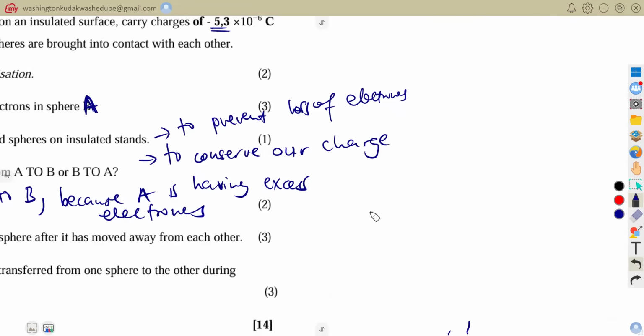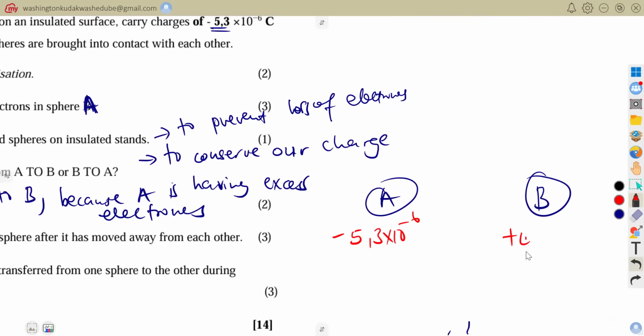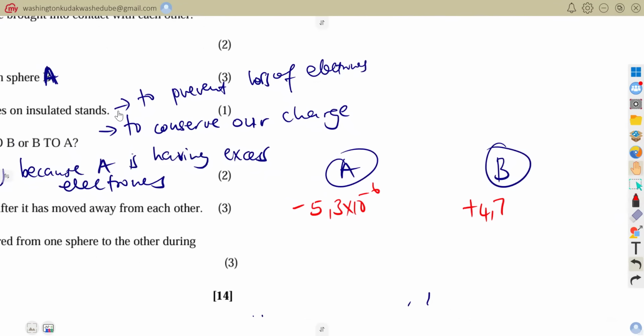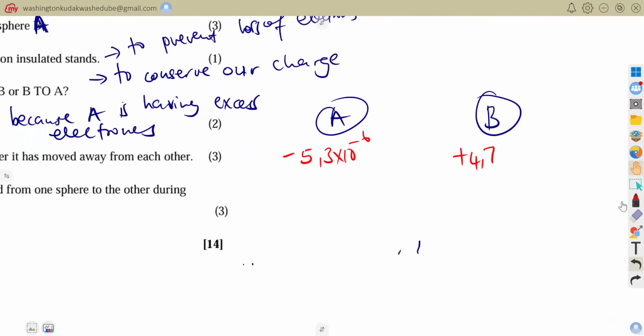Let's continue. We are saying that we have got charge A and charge B. Charge A has a magnitude of negative 5.3 times 10 to the power negative 6. This one has a positive 4.7 times 10 to the power negative 6. So these are the two spheres, here I've got times 10 power negative 6 coulombs.